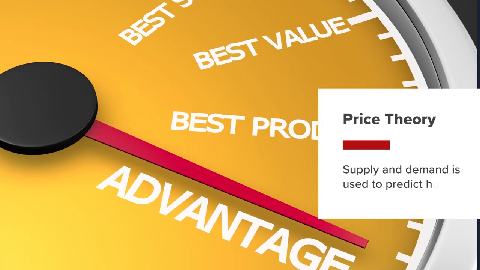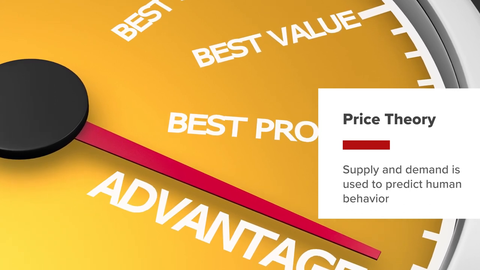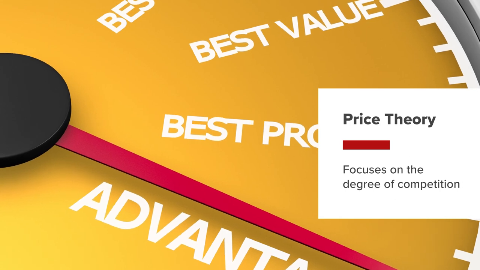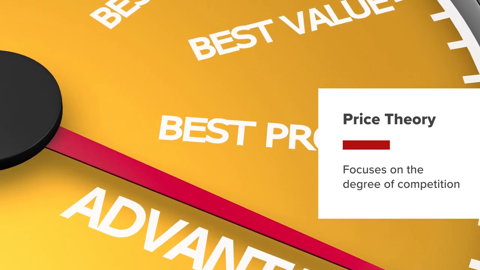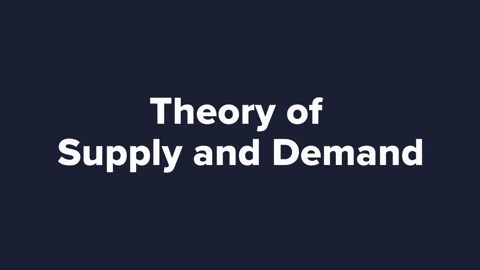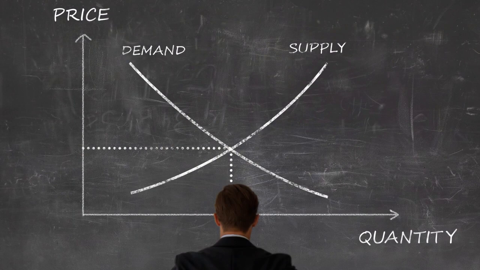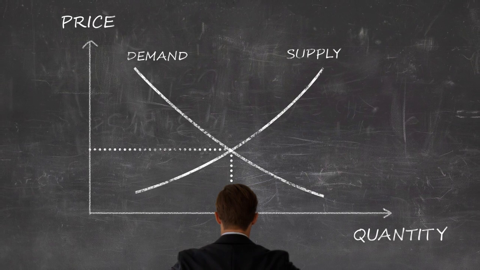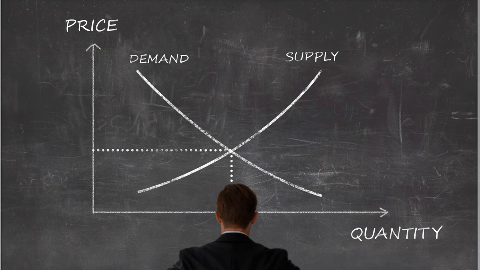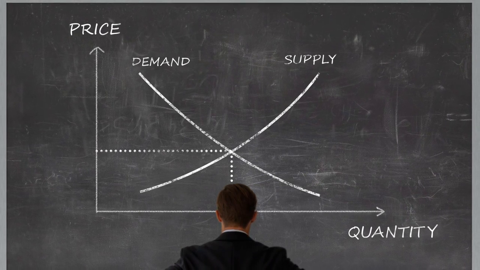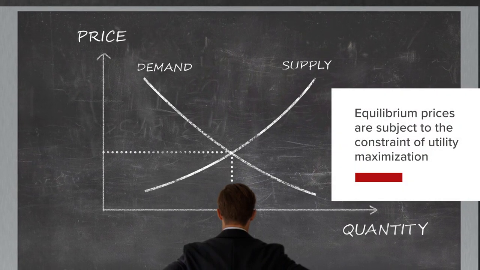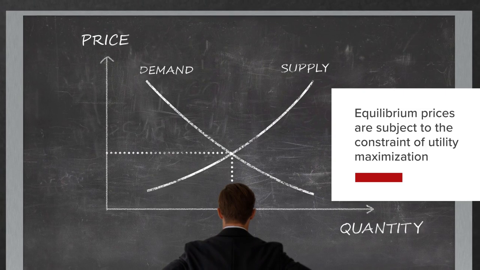Under the tenet of price theory, supply and demand is used to predict human behavior. Price theory focuses on the type and degree of competition between producers and the relationship between sellers. The theory of supply and demand looks for price equilibrium under the assumption of perfect competition, where no buyers or sellers have any form of advantage or control. Equilibrium prices are subject to the constraint of utility maximization.